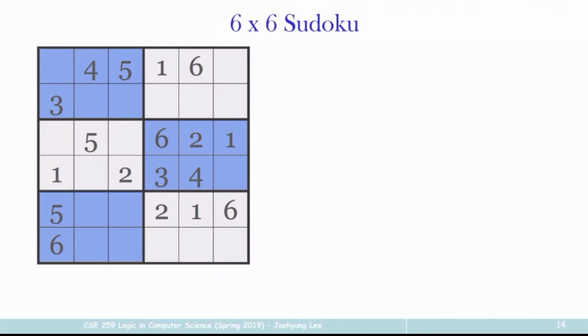By the way, for those who don't know what Sudoku is, in this case, you have to fill the numbers from 1 to 6 into each of the cells, such that each row has exactly one number from 1 to 6. Same for columns and same for the box. Okay, so that's the condition. Okay, so what shall we do first? Which one?